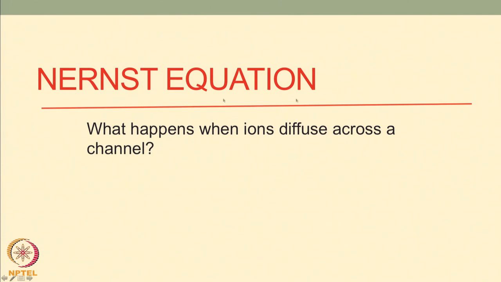The simple mathematics that we learned so far will be useful in deriving something which is very important, which is called the Nernst equation. So, today's topic is the Nernst equation, and what we will discuss is what happens when ions diffuse across a channel, in quotes, because we would do a toy model. We will discuss the Nernst equation.